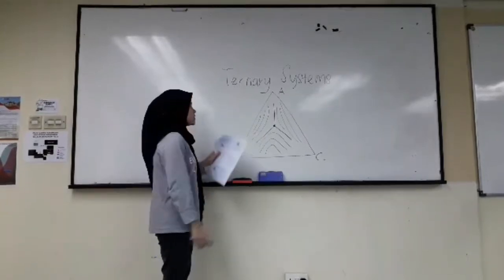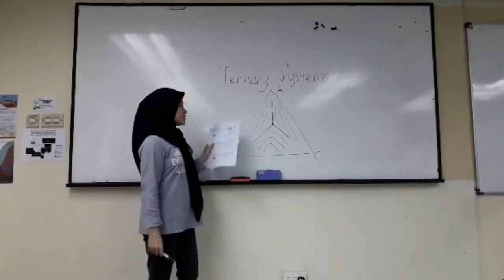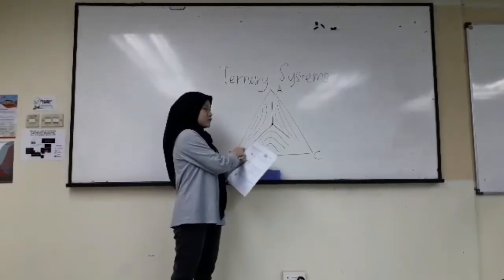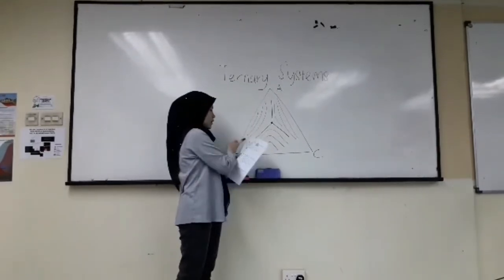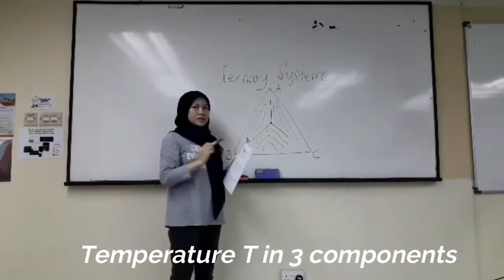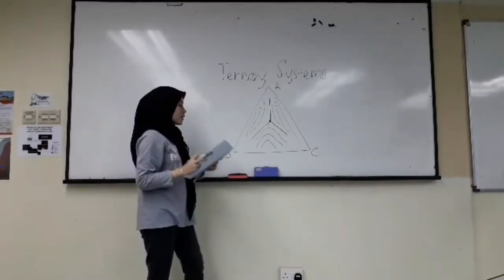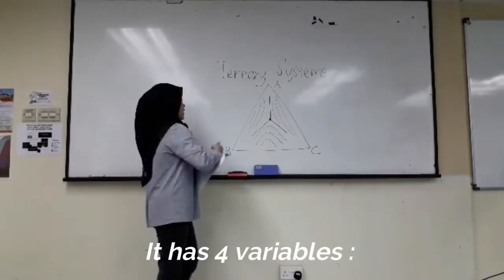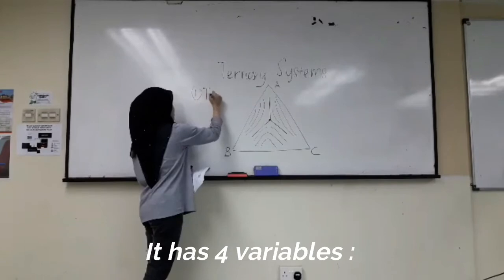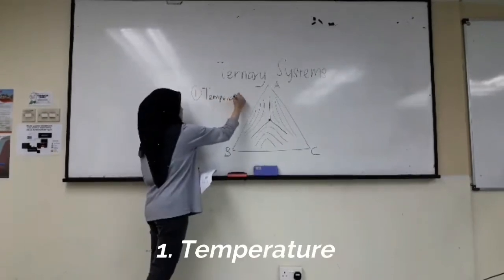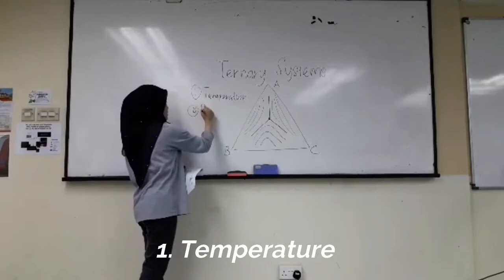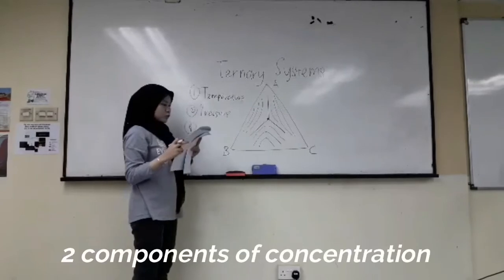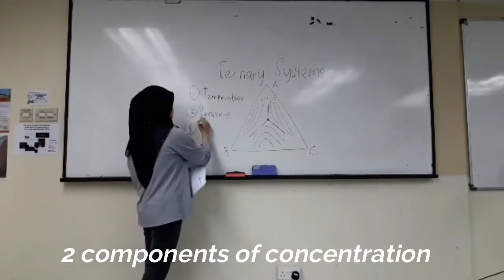Okay, what is a ternary system? A ternary system is a phase diagram, which is in this triangle, with temperature and 3 components. Besides that, it also has 4 variables. The first one is temperature. The second one is pressure, and the third one is 2 components of concentration.